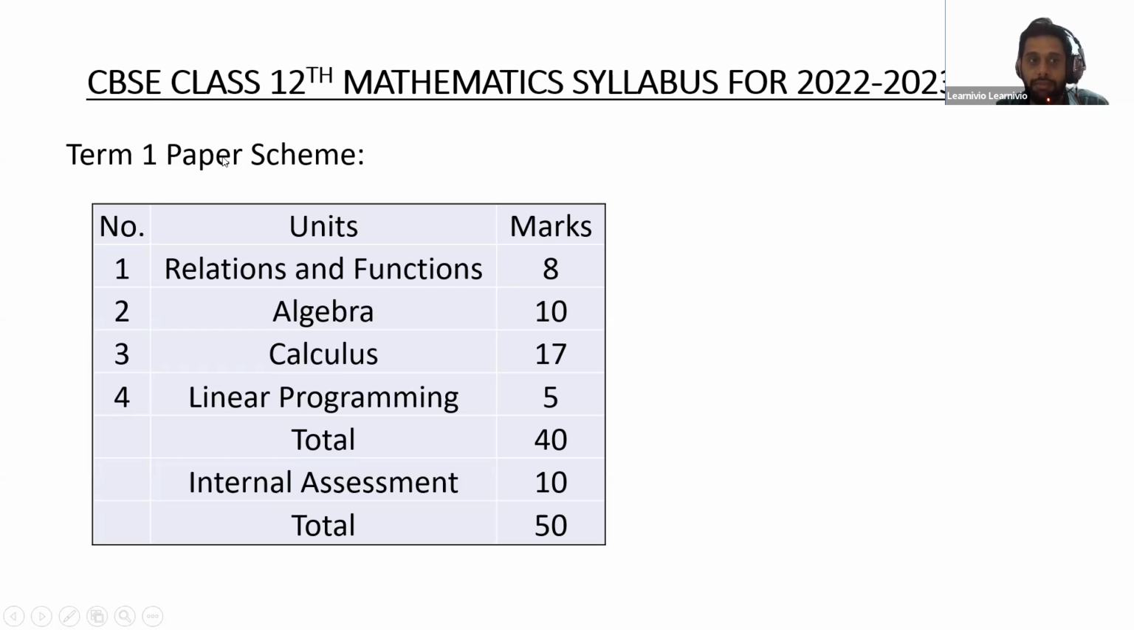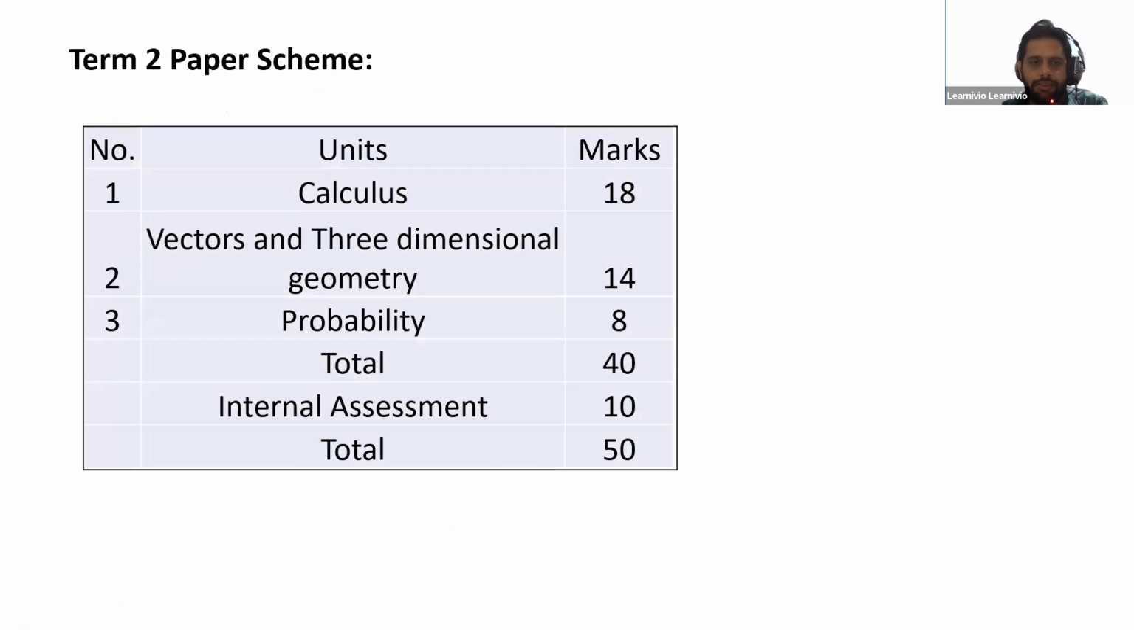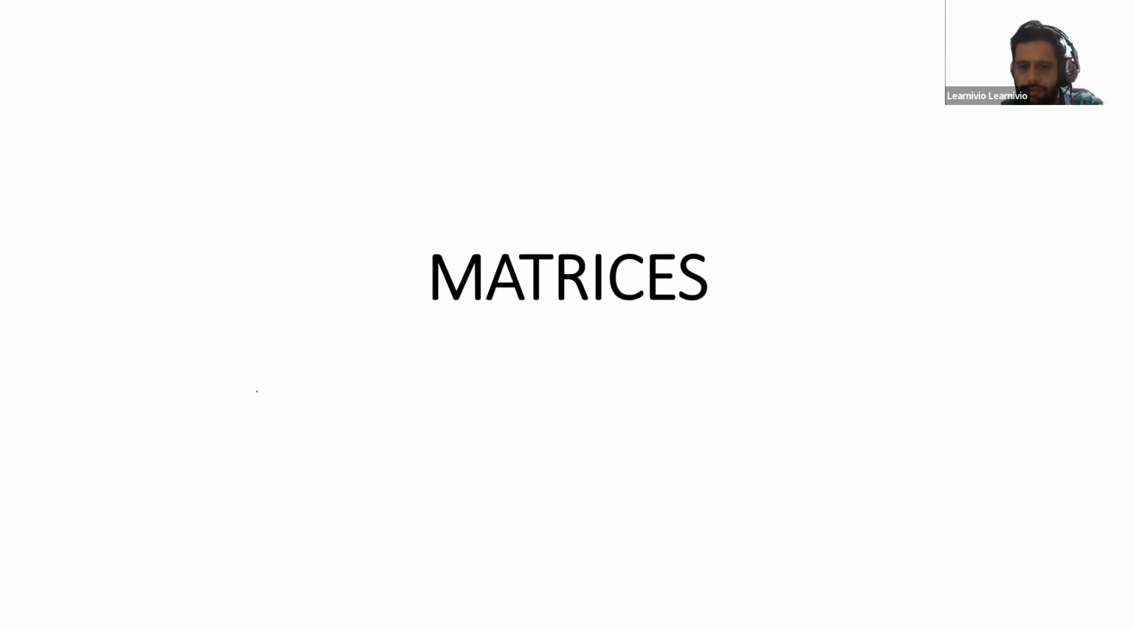Josefa, as you have given the exam in class 11, similarly in 12th also you have term 1 and term 2. In term 1 you have these chapters: relations and functions, algebra, calculus, linear programming, and then you have an internal assessment of 10 marks, so the total will be 50. In this unit you have these chapters, and similarly in term 2 you have these chapters. We will again discuss this in your backup classes. We have already started the matrices, so I will just give you a quick introduction, and I hope that today you will be able to solve something.